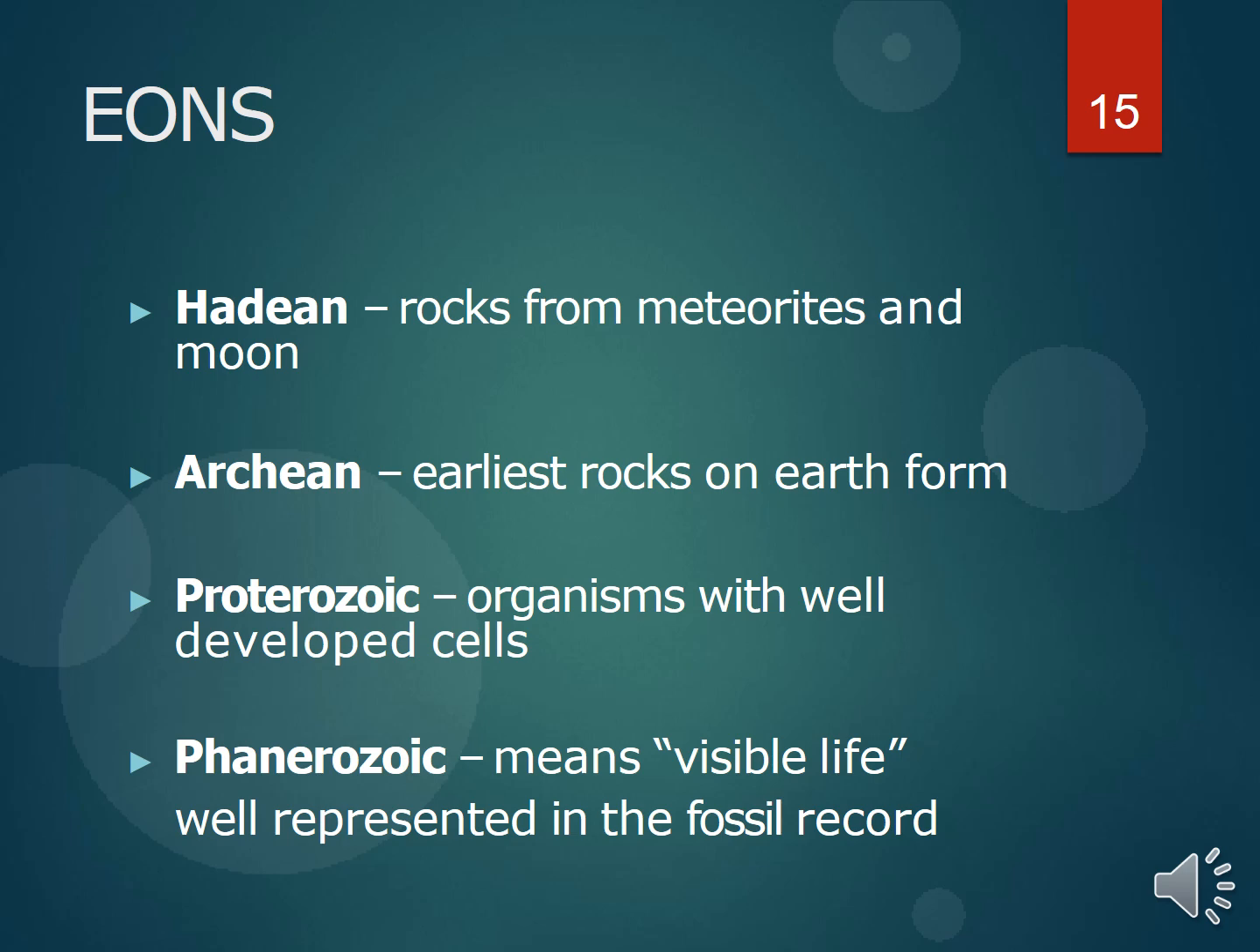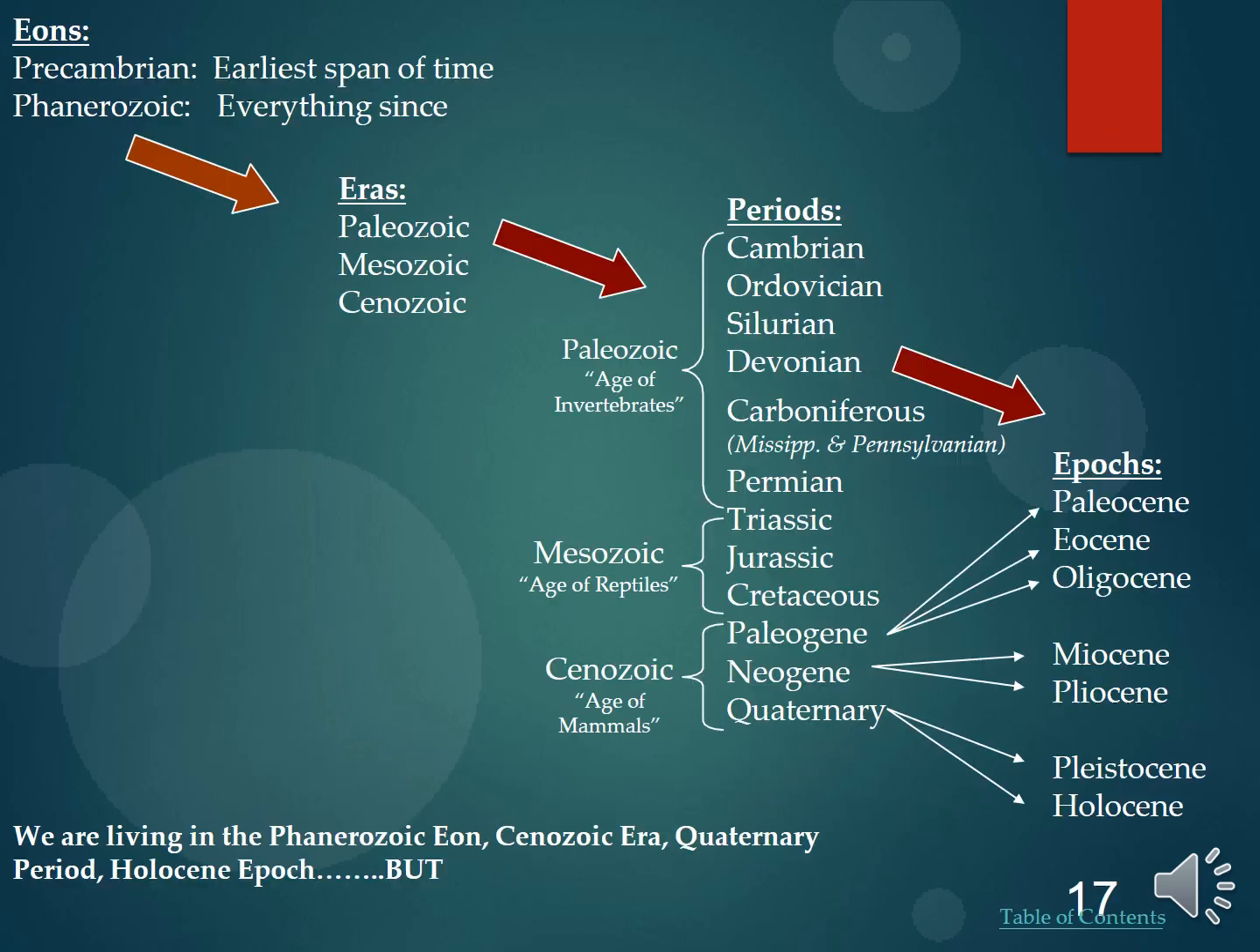So in the Hadean, rocks and meteoroids and the moon are formed. In the Archean, the oldest rocks on the Earth form. In the Proterozoic, organisms have well developed cells, and Phanerozoic means visible life, well represented in fossil records. So this is the time scale that has been given from the Precambrian, the earliest span of time, to the Phanerozoic, everything since. So you can see the Paleozoic, Mesozoic, and Cenozoic, where the Paleozoic is the age of invertebrates, the Mesozoic is the age of reptiles, and the Cenozoic is the age of mammals.